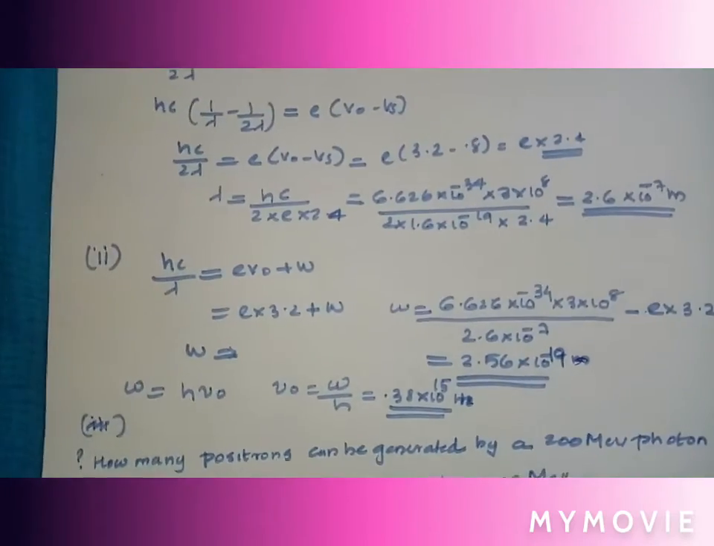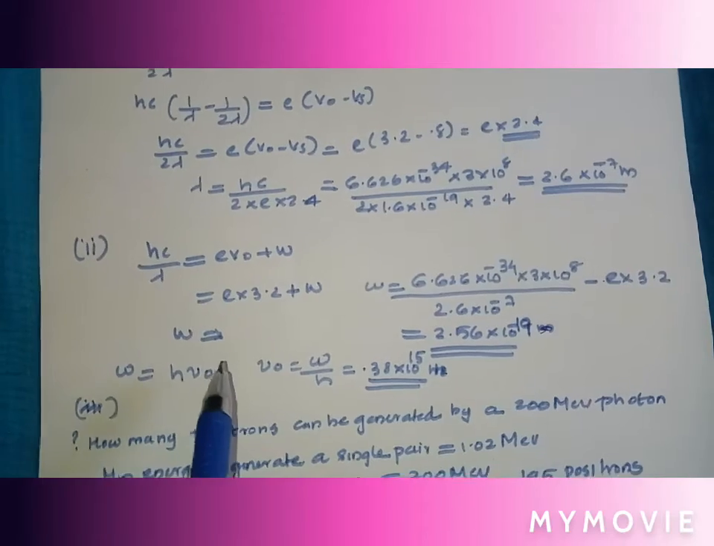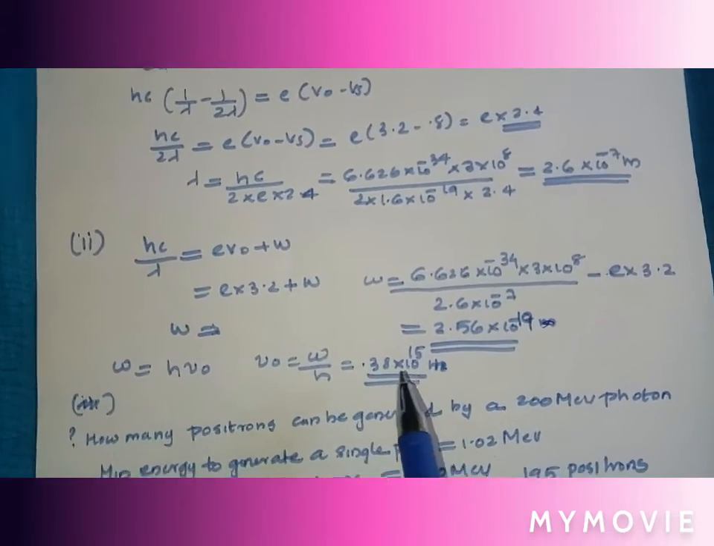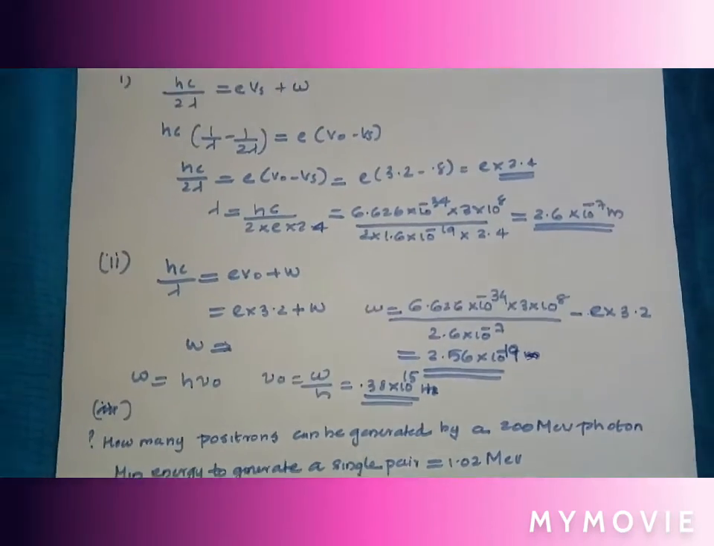Next we have to find the cutoff frequency. We know that work function is equal to h nu 0, so nu 0 is equal to W by h. From that we get 0.38 into 10 raised to 15 Hertz as the cutoff frequency.